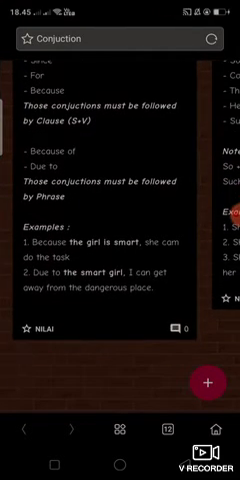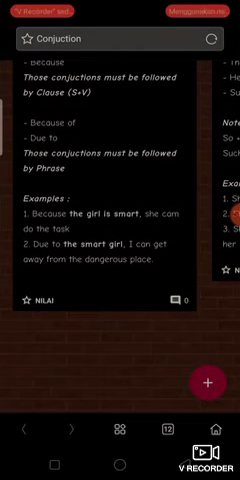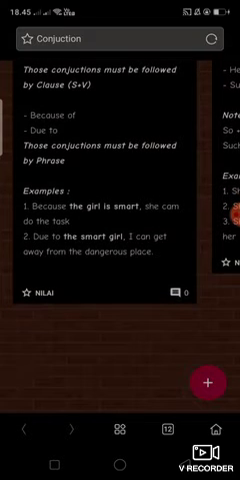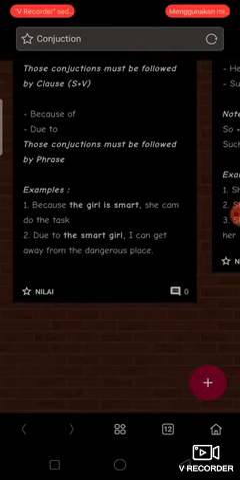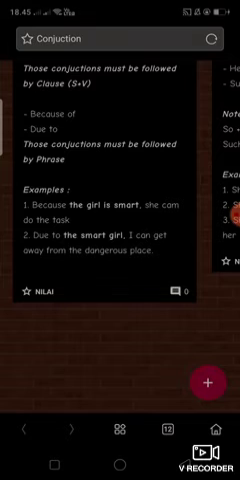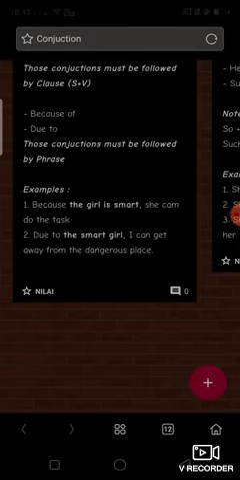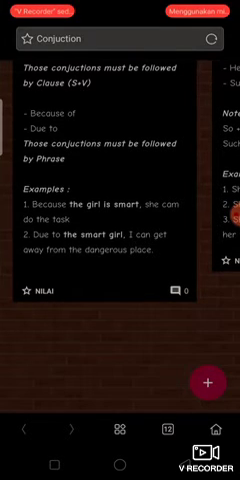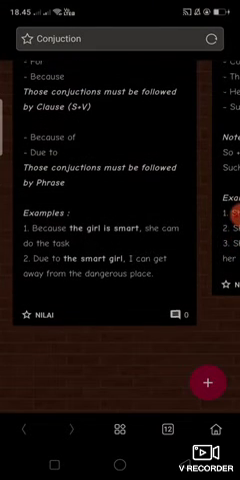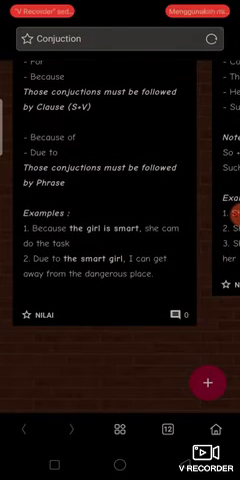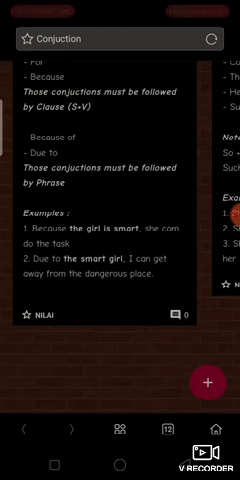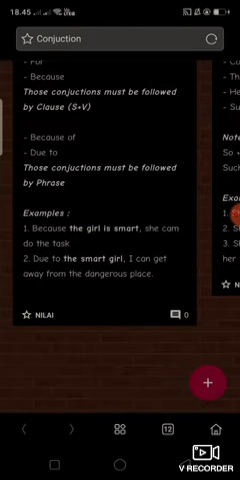And for the examples, the students also must understand the differences between those kinds. The first one: because the girl is smart, she can do the task. And the second one: due to the smart girl, I can get away from the dangerous place. Okay, so the students must know that because must be followed by a clause, and then due to must be followed by a phrase.